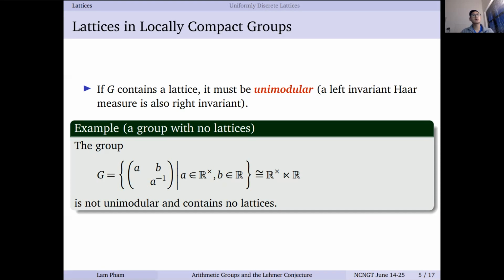Here's an example of a group which has no lattices. If you take the group of 2 by 2 matrices with a and a inverse on the diagonal and b in the upper right corner, this is a semidirect product of the multiplicative group of the reals acting on the reals, and this semidirect product is not unimodular, and it contains no lattices. To see that it's not unimodular, you can simply compute the Haar measure and observe that it is not possible to have the modular function equal to 1.